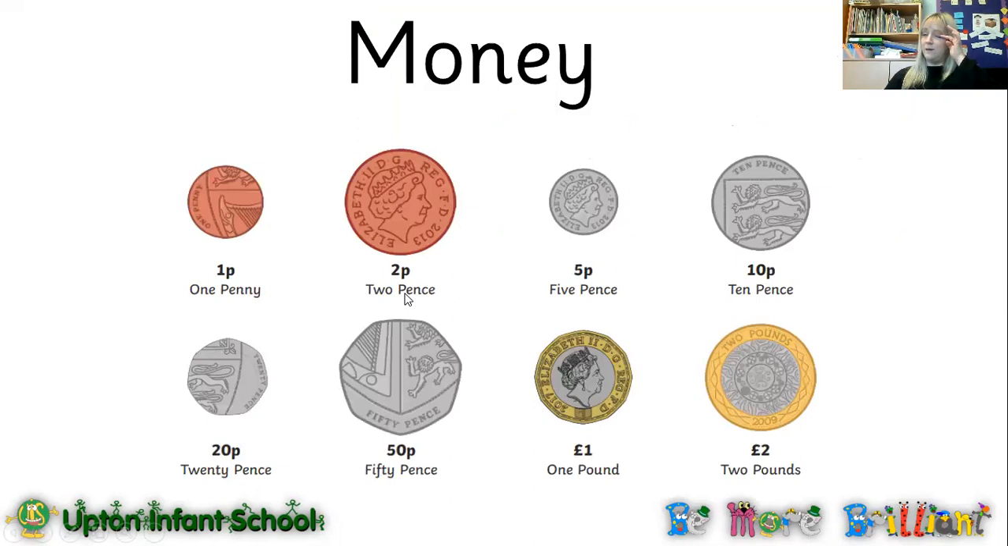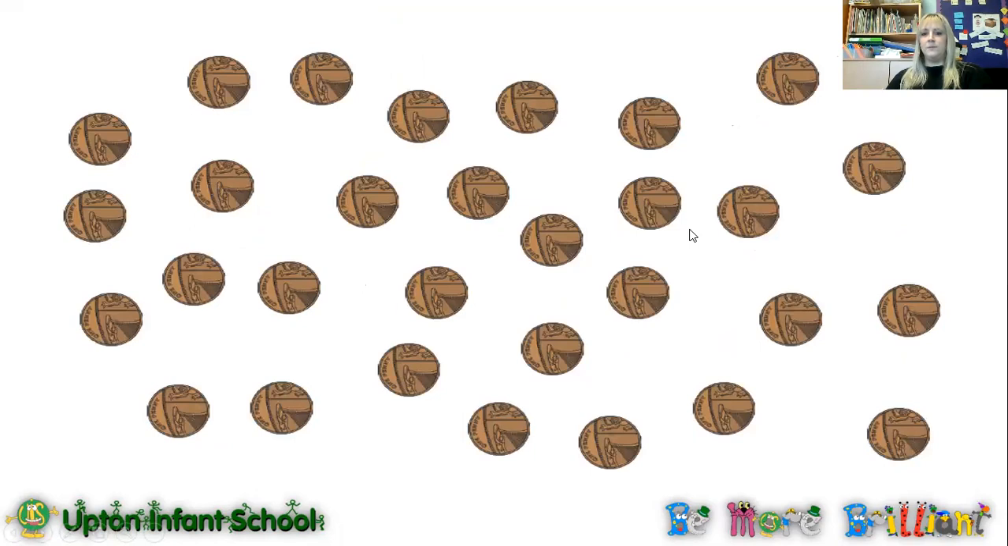Okay, so this week we have been looking at money. On Monday we recognised all these coins and we also looked closely at 1p coins and counting in twos for our 2p coin. On Tuesday we went on to looking at our 5p coins and we were counting in fives. And today we are going to look at our 10p coin and practice counting in tens. So why are we doing this, you might say?